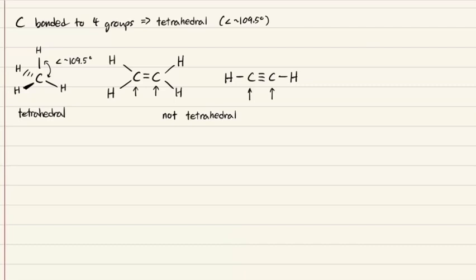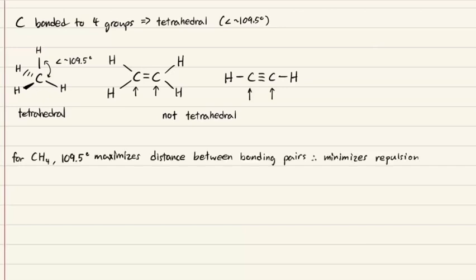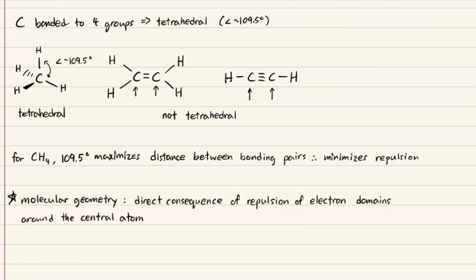We can start with methane, a molecule with a tetrahedral carbon center. As you may already know, electrons are negatively charged, and like charges repel. In a tetrahedral carbon, 109.5 degrees is the orientation that maximizes the distance between each of the four bonding pairs, minimizing their repulsive interactions. Effectively, a molecule's geometry is a direct consequence of the repulsion of its electron domains, or regions of electron density, around the central atom.